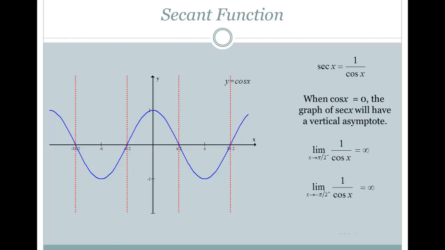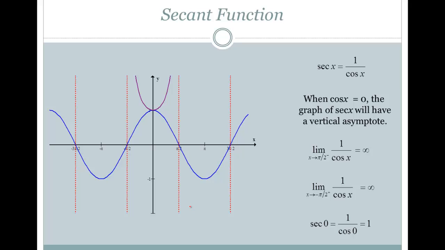And the other important point I want to know is secant of 0 is simply equal to 1. So that point is on my graph. And so what I'm going to do is I'm going to get that right there. This purple is the secant function on that interval negative pi over 2 to pi over 2.